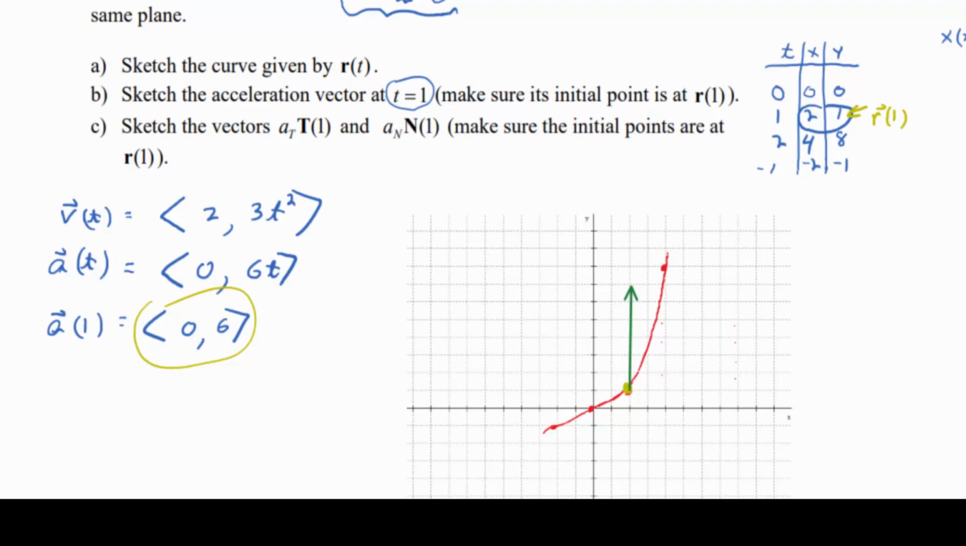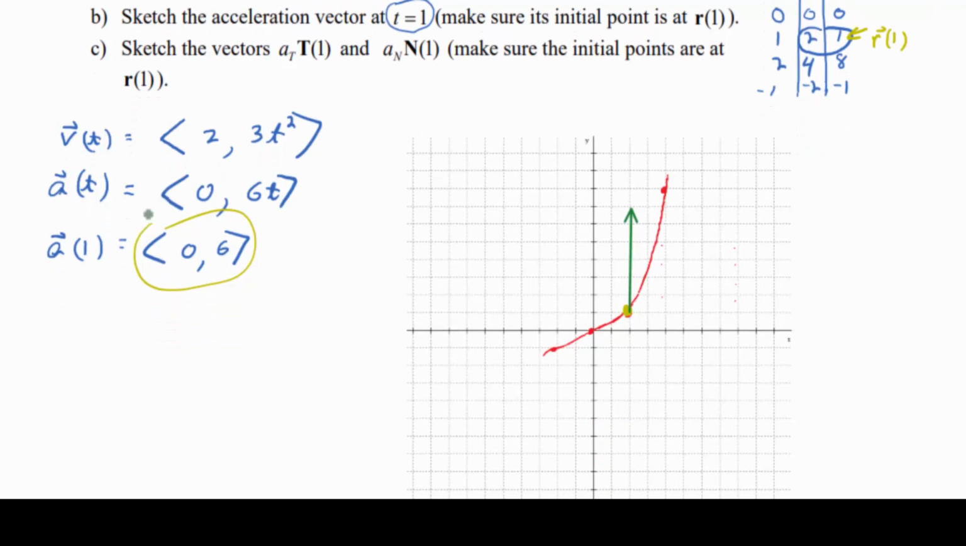In the next part, sketch the vectors A sub T times T at 1, and A sub N times N, the principal unit normal vector, evaluated at 1. Make sure the initial points, the tails, are at r of 1. Okay? So we've got to figure out how to find T to start with. Wouldn't that be a good goal? So this is for part C.